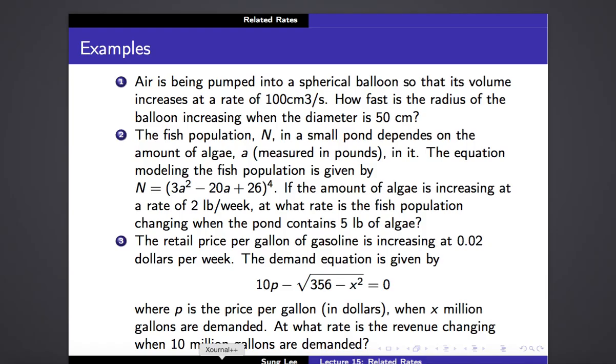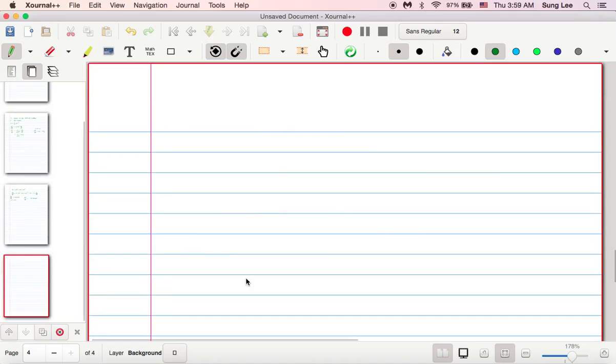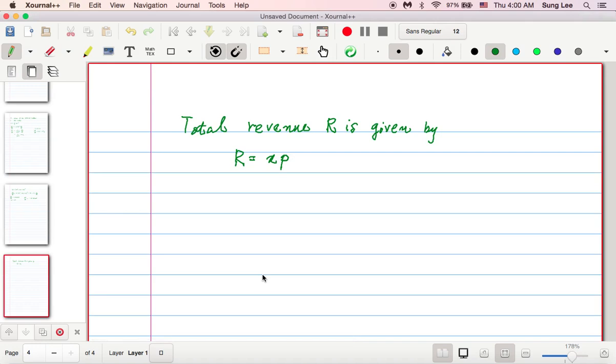So let's get back to my notepad. I'm going to move to the next clean page. Here, total revenue is something you would have to recall. Total revenue R, in basic economics, is given by R equals the demand x times price. So x times p. That's the revenue.